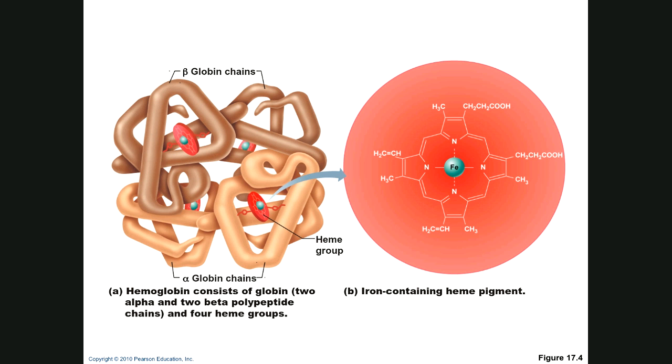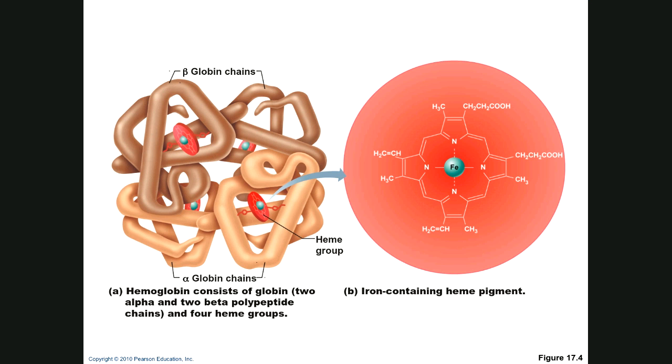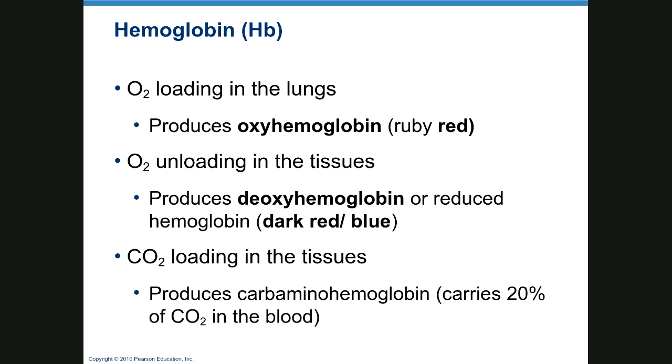Let's go to the next page. Here are the globin chains, and these are the heme groups here. You have 4 heme groups, and each of those can bind to an oxygen. So you get 4 oxygens for each hemoglobin. And they're bound rather loosely.